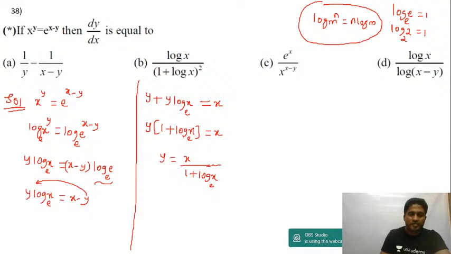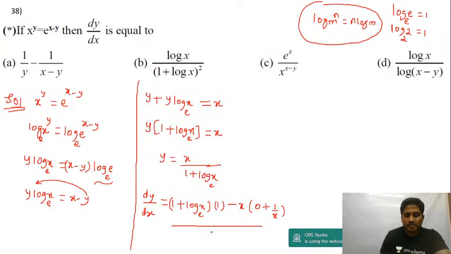Now, guys, you use the quotient rule, u by v. dy by dx is equal to the denominator, 1 plus log x, into the differentiation of the numerator, which is 1, minus the numerator x into the differentiation of the denominator, which is 0 plus 1 by x, divided by the denominator, the whole square, 1 plus log x the whole square.